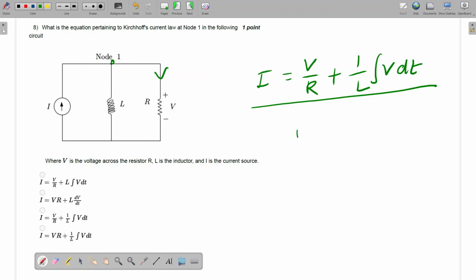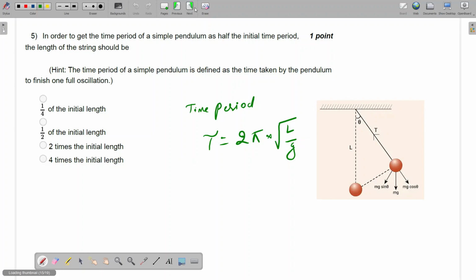VL is equal to L di by dt. Is it clear? I think this is the correct option. Clear to all? Yes. Simple KCL equation. Have all of you seen this question previously? This kind of question, the same question? Is it familiar?